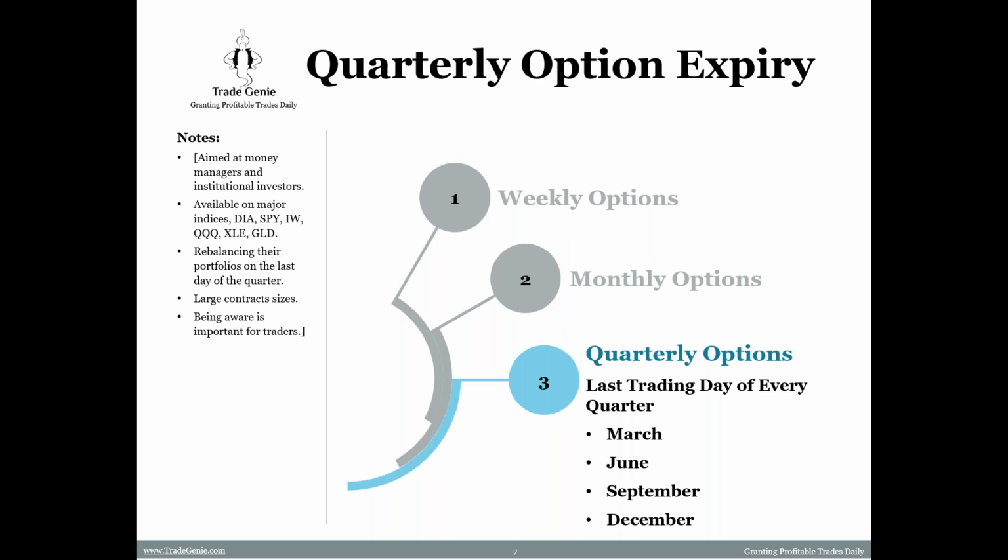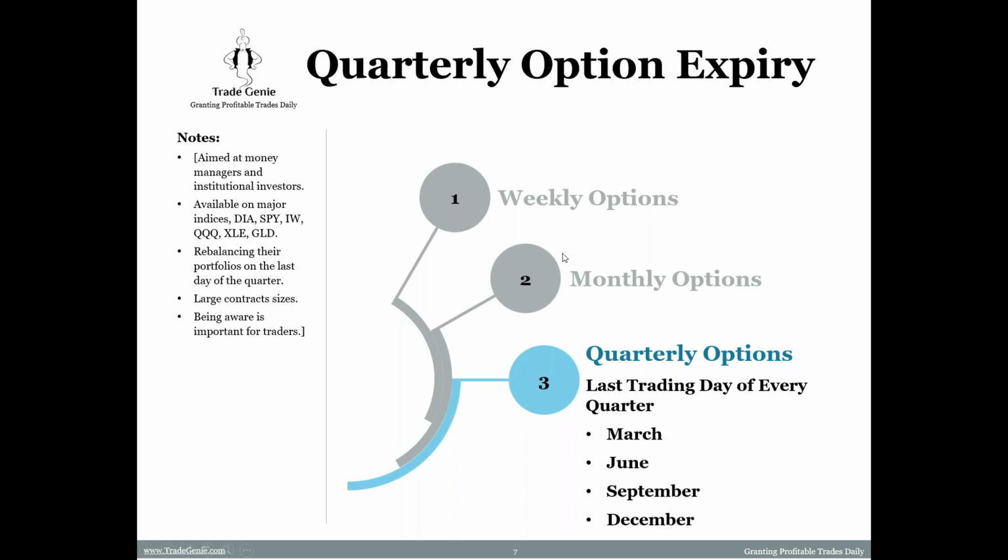Now, the last one is the quarterly option expiry. There are four quarters in the year. Quarterly options expire on the last trading day of every quarter: March, June, September, and December. These quarterly options are designed for big boys so they can rebalance their portfolio. They have huge positions, so they hedge their portfolio. They have to go long on certain options. They do the rebalancing on the last day of each quarter.